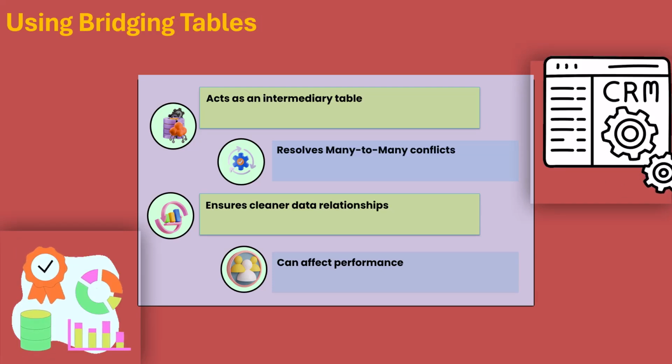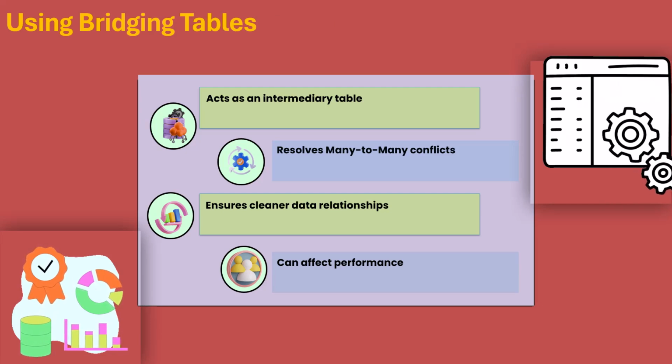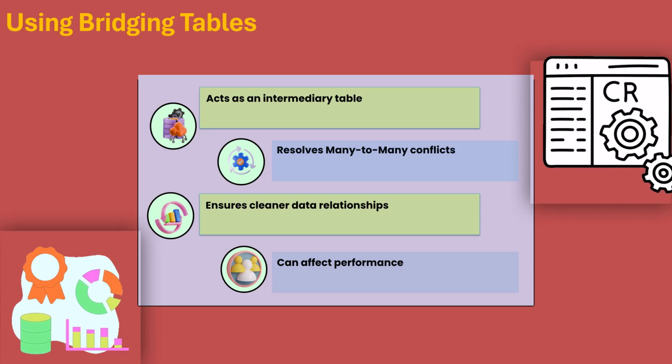Bridging tables serve as middlemen, resolving many-to-many conflicts neatly. Think of them as translators between two different languages. They ensure cleaner relationships, but too many can slow things down. Let's look at the best practices.